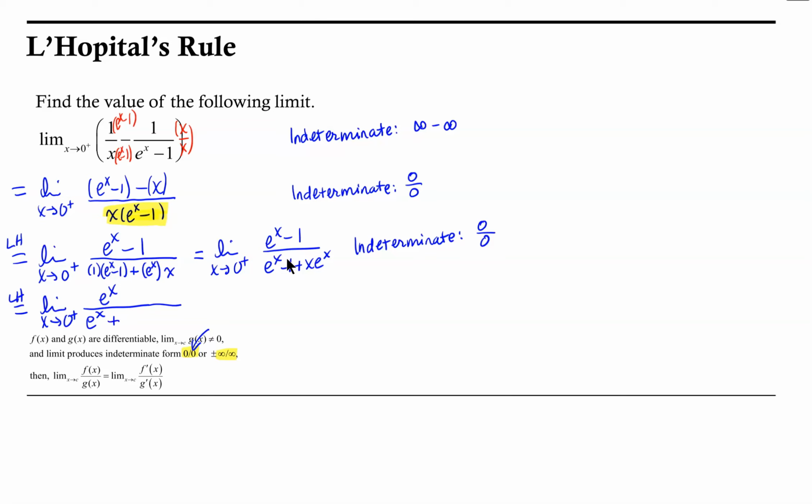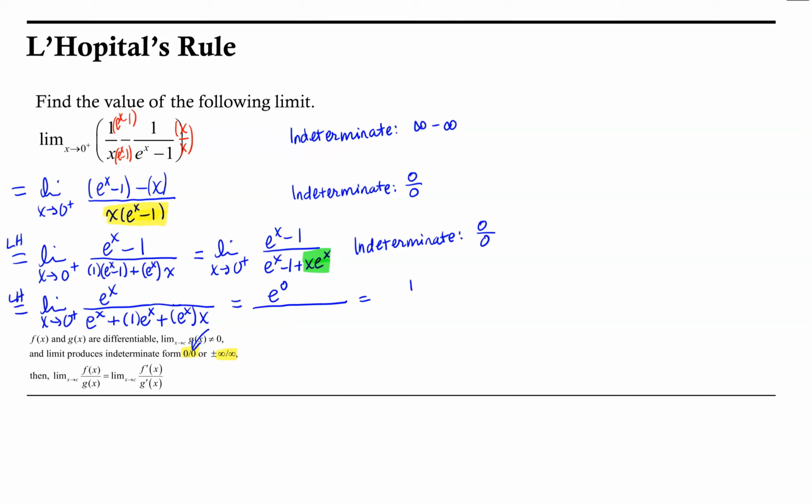Then we'll have plus, and now we need to use the product rule again to find the derivative of x times e to the x. So the derivative of the first factor is 1 times the second factor, e to the x, plus the derivative of e to the x, the second factor, so e to the x, times the first factor, which is x. Now, as x approaches 0 from above, let's see what happens in the numerator. In the numerator, I end up with e to the 0, or simply 1.